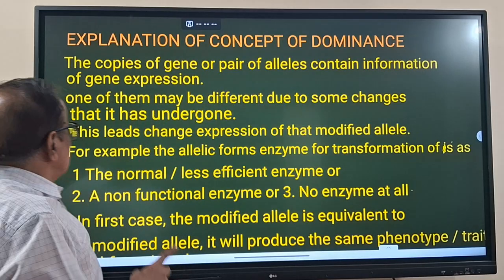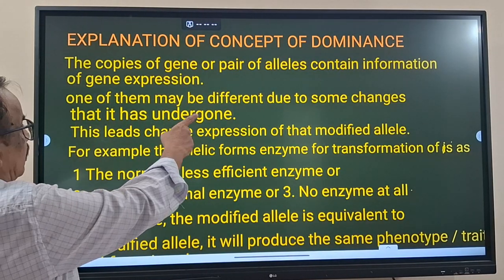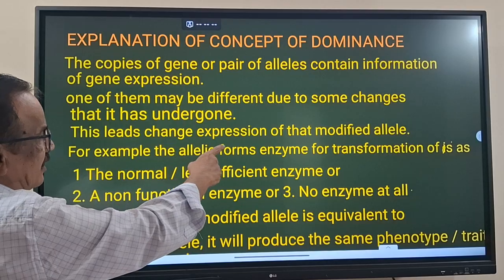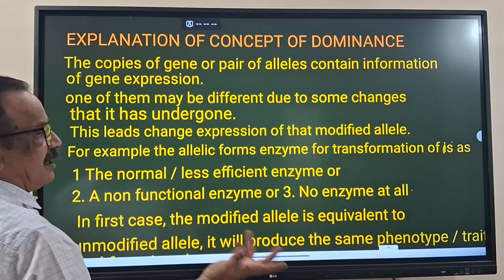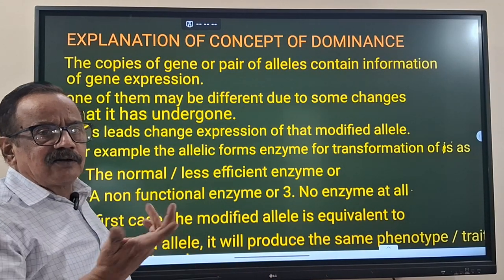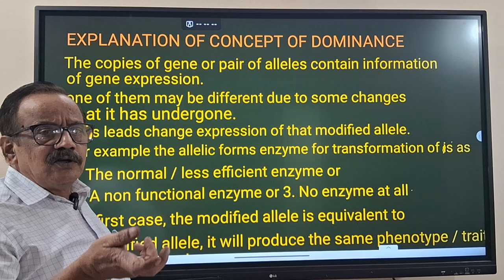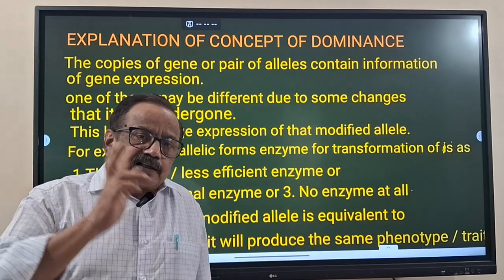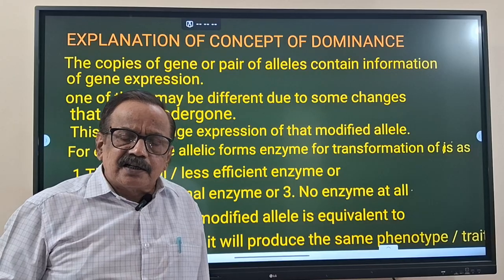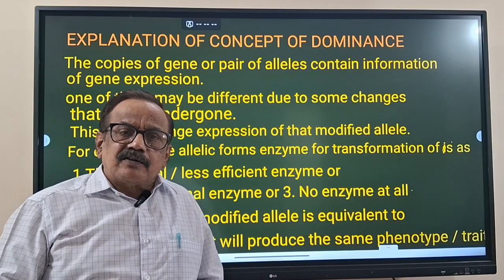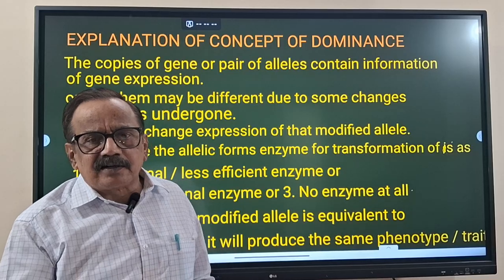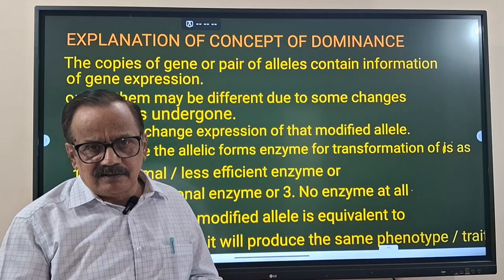Now, this leads to a change in expression of that modified allele that I already told about, in the heterozygous condition. It gives the expression. Not only in the heterozygous condition will dominance be expressed; in the homozygous condition, the gene which is modified also will be expressed. For example, sharp darkness. That is the thing.